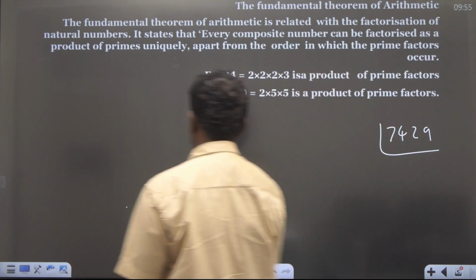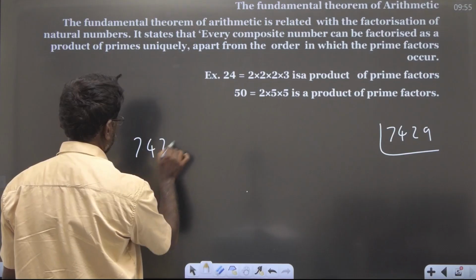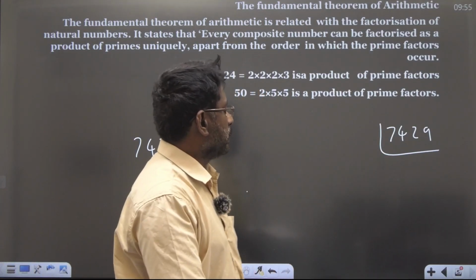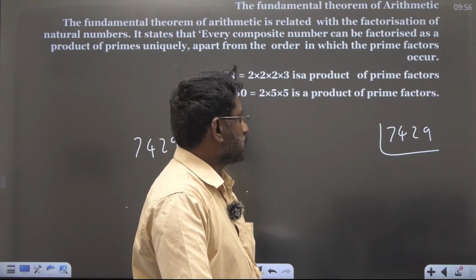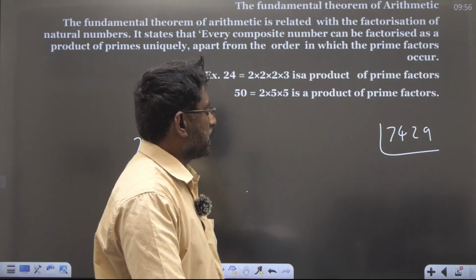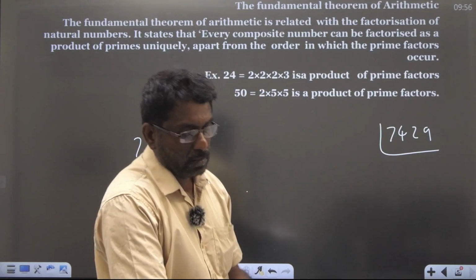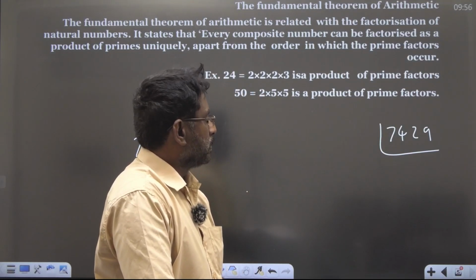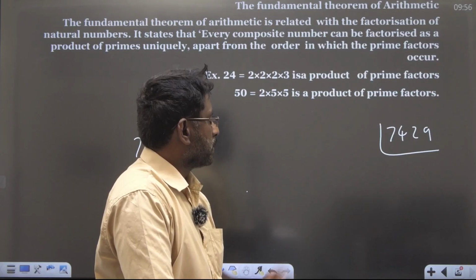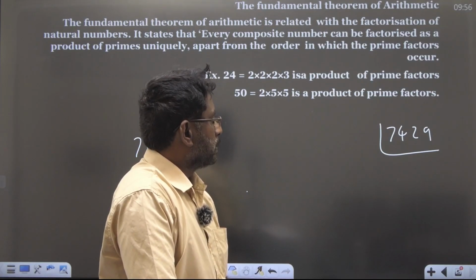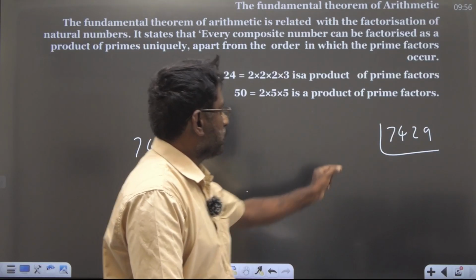Check it. 7429. Since it is an odd number, we can't try with 2. What about 3? It is not possible. What about 5? Not possible. What about 7? It is not possible. 11, not possible. 13, not possible.